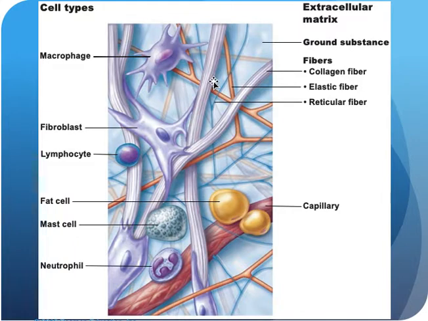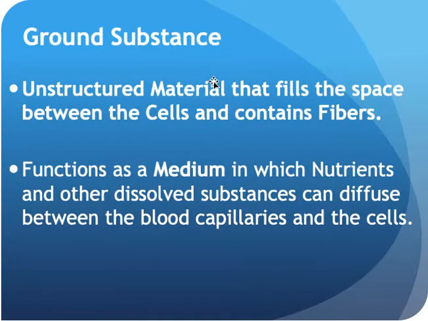But come back to this picture, because you want to have that visual image when you're figuring all this stuff out, being able to label and see what the job of each of these things is going to be. Okay, so what exactly is ground substance? It's unstructured material that fills the space between the cells and contains my fibers. It's the medium in which nutrients and other dissolved substances can diffuse between the blood capillaries and the cells. So it's basically the thing that all these fibers and cells are sitting in.